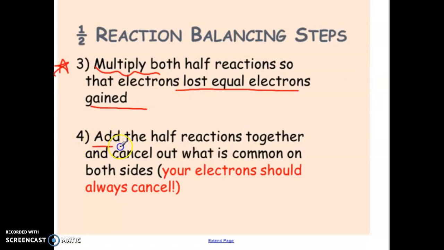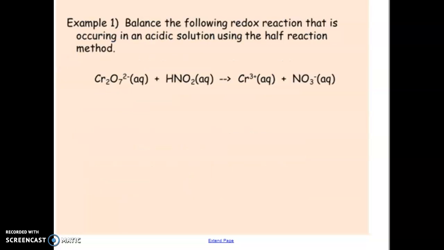Once that's done, you add the two half reactions, and of course you cancel out whatever you can from either side or combine like terms, similar to when we added the different steps of Hess's law. Same thing: combine like terms, cancel whatever we can, and then rewrite our final equation. So let's take a look at an example here. Of course, learning the steps is easier when you're looking at an example.